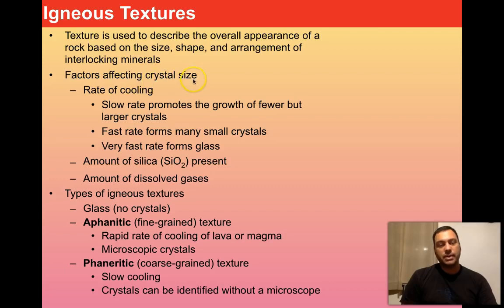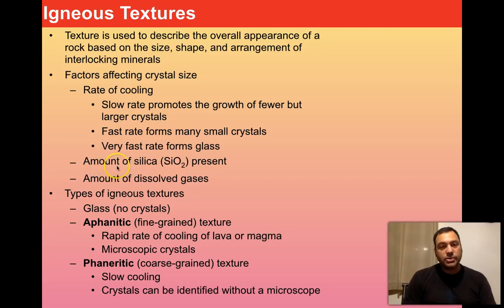Factors affecting crystal size. This is where I want you to really pay attention. One, the rate of cooling. A slow rate promotes the growth of fewer but larger crystals. This is what's really important about this: if it's a slow rate of cooling, you're going to get larger crystals. A fast rate forms many small crystals. And of course, a very fast rate forms glass. So you can actually make a magma cool so rapidly that it can't even form crystals.